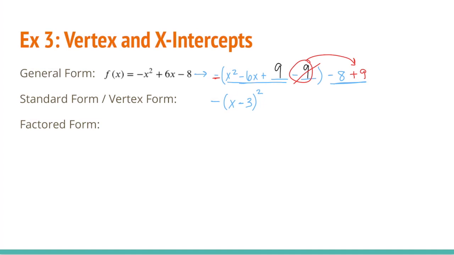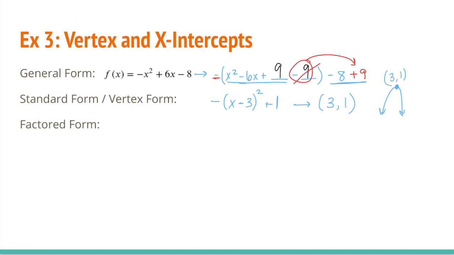So this is my vertex form. I know that my vertex is going to be at the point 3, comma 1. And my parabola is going to face downward because my a value, my leading coefficient, is negative. Okay, and I know that this point here is at 3, comma 1 so far.